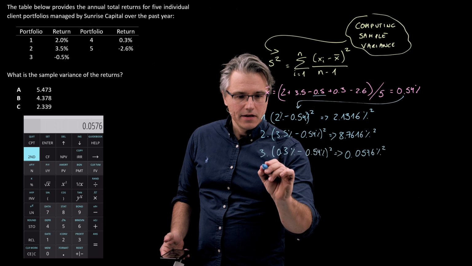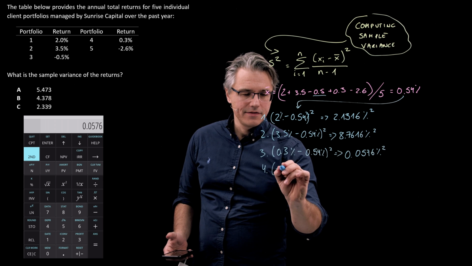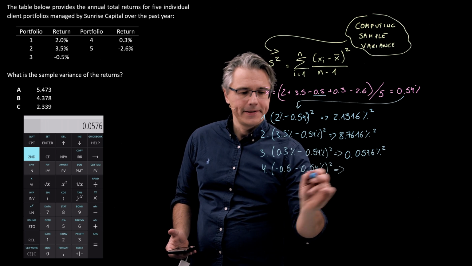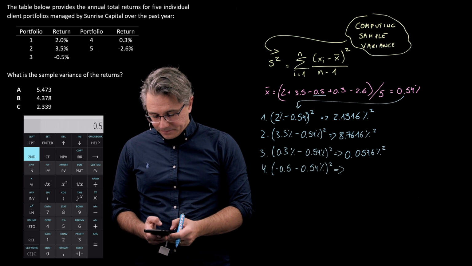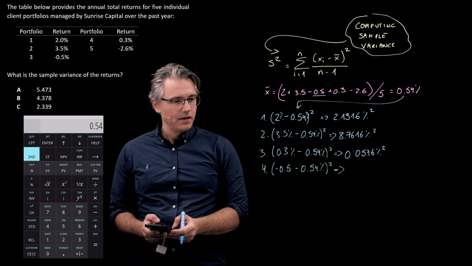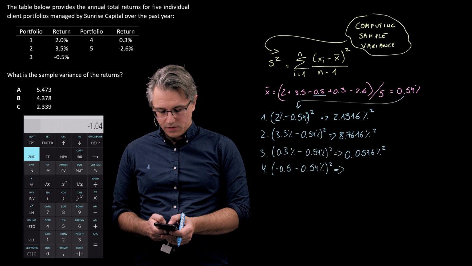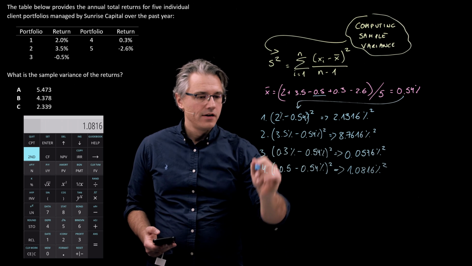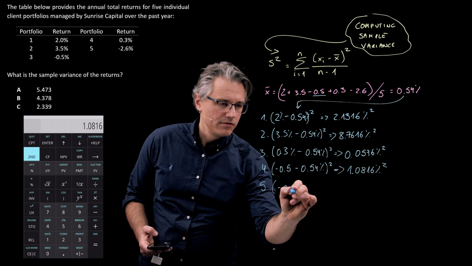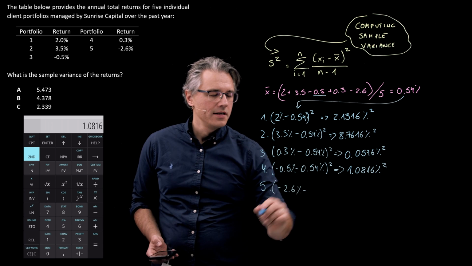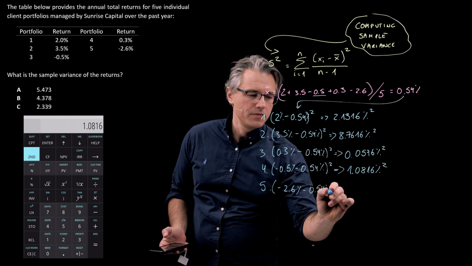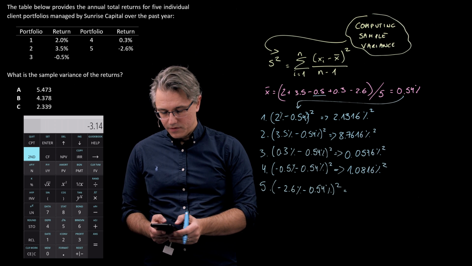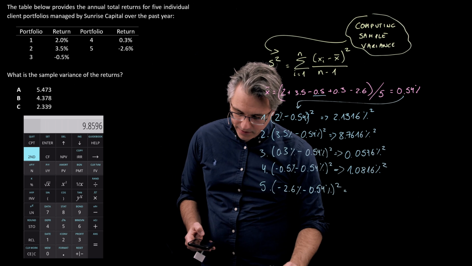And now for this one, it's a negative 0.5 minus 0.54%, square the deviation difference. Okay, this is 1.0816% squared. And the final one, that's the fifth one, negative 2.6. And okay, this is obviously in percent, so minus 0.54%, square this. 2.6 negative minus 0.54 squared. Okay, this is the big one.